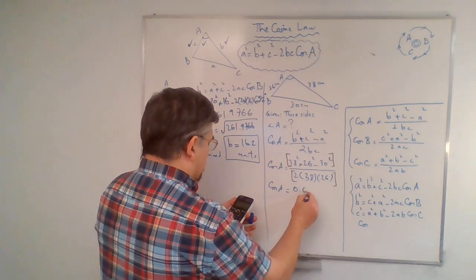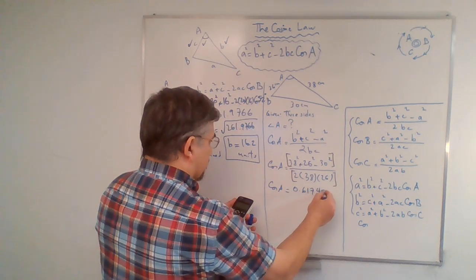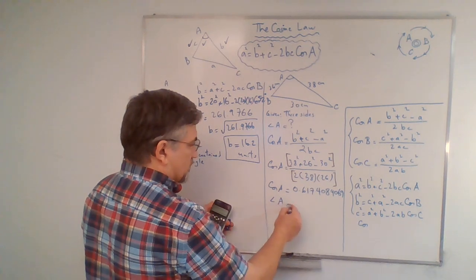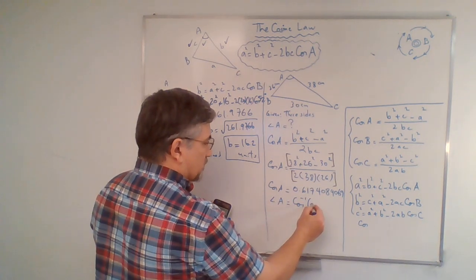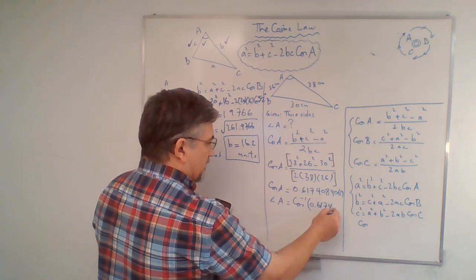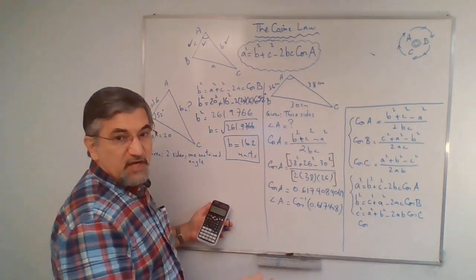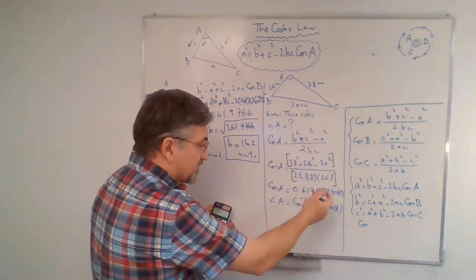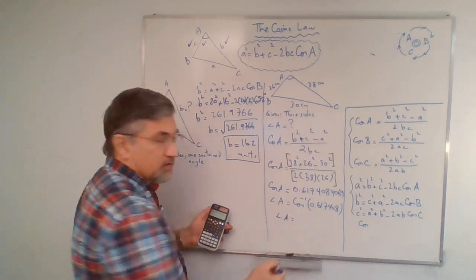So 0.6174089069. That's what I got. So angle A would be inverse cosine of this figure. You can just use 4 digits after the decimal point, or like 5, 6, or the whole thing. It doesn't matter. But at least 4 digits after the decimal point need to be used.